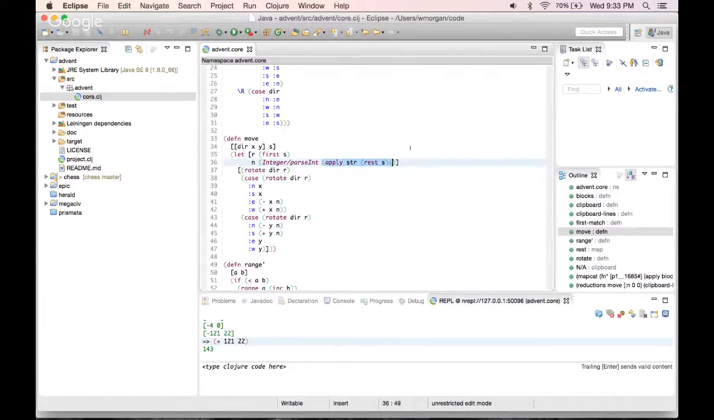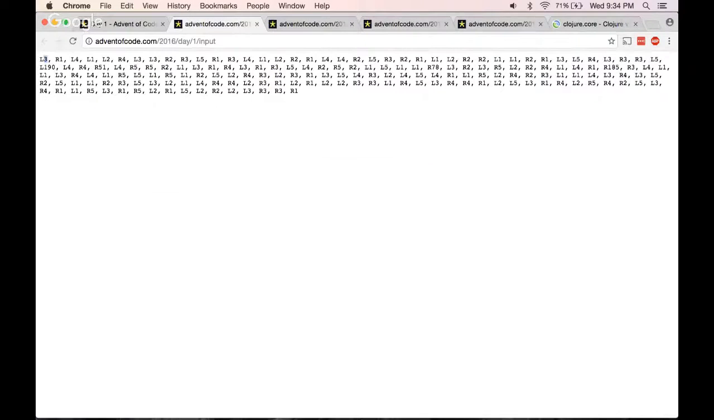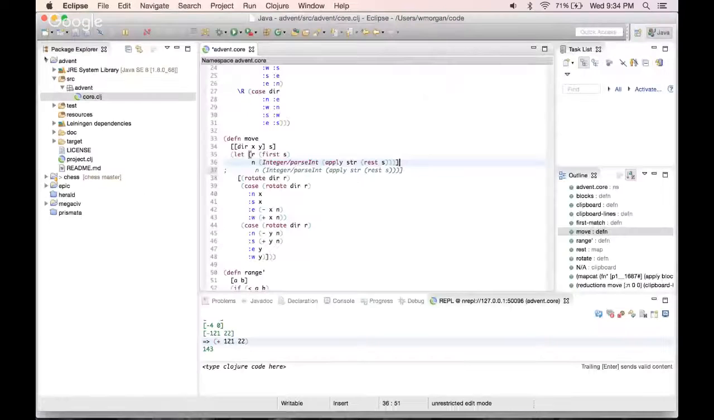So my first roadblock in fixing this problem is that I had incorrectly assumed that the number of steps forward was always going to be a single number, and so my implementation instead of being like this was like this. So I was using a second instead of the rest. So that was a bug.